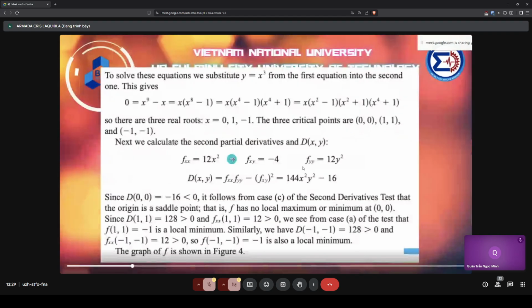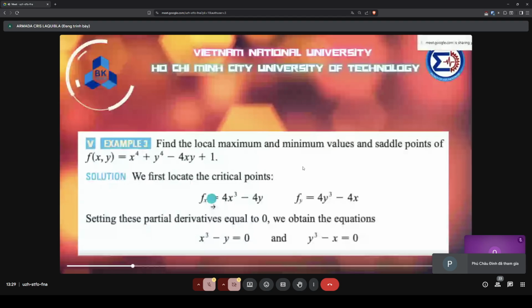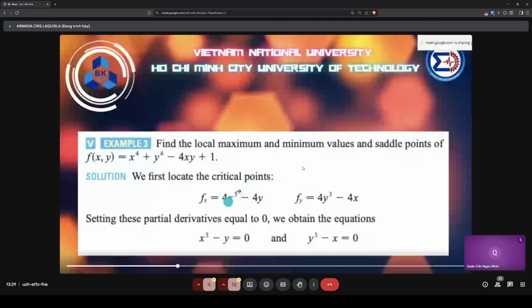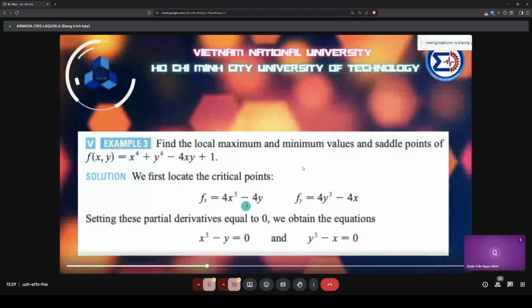Now go to fxy. To solve fxy, go here in your fx and differentiate with respect to y. So the derivative of 4x cubed is now 0, there's no y here. And negative 4 is the derivative. That's the answer for your fxy: negative 4.